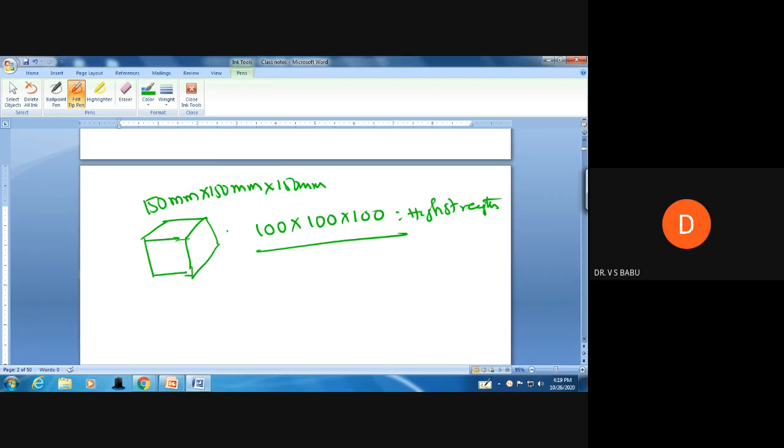Suppose in the case of high strength, your machine cannot tolerate that much high strength, so you will go for the smaller size cubes. In the case of normal standard concrete and structural concrete, that means up to M55 grade concrete, you can go for these cubes.